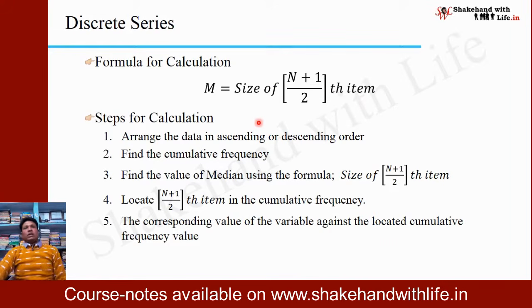But how would you calculate the median for a discrete data series? The steps for calculation are given here. First you need to arrange the data series in ascending or descending order. Then you need to find the cumulative frequency. Then you need to find the value of median using the formula size of (n plus 1) by 2 item. You need to locate the (n plus 1) by 2 item in the cumulative frequency. Then the corresponding value of the variable against the located cumulative frequency is the median value.